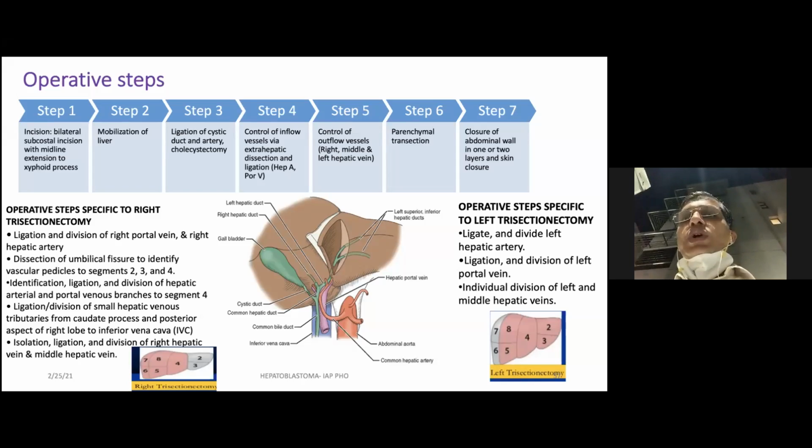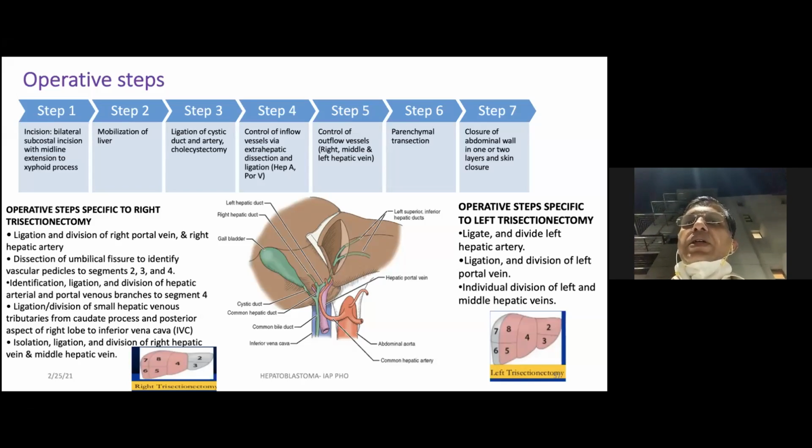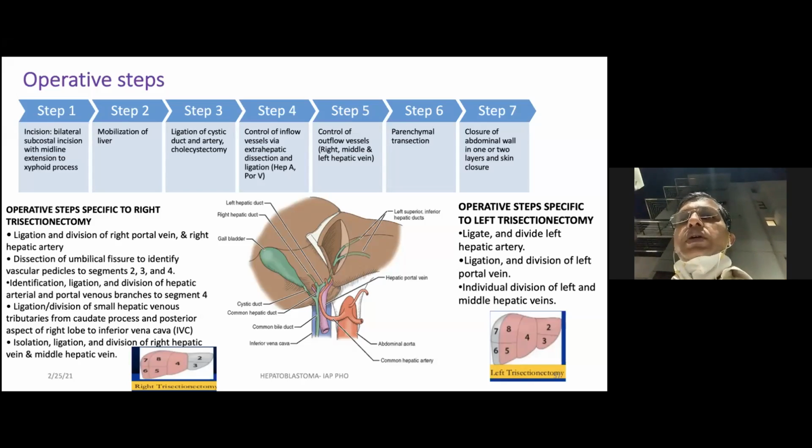So once you close both these inflow and outflow, you get a proper demarcation. Then you do a right hepatectomy. Similarly, in the left hepatectomy, you control the left hepatic vein, left portal vein, and the left hepatic artery. So inflow and outflow, once you close, the liver will demarcate and you can remove that part.